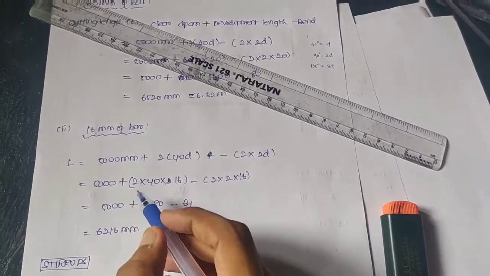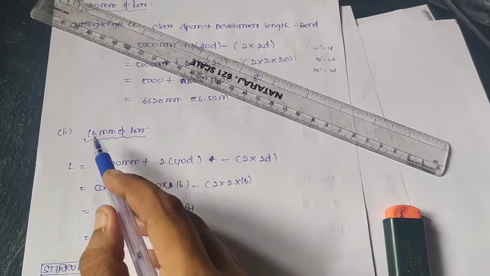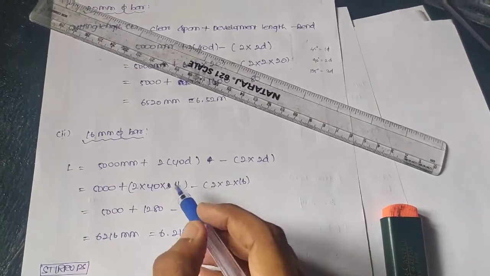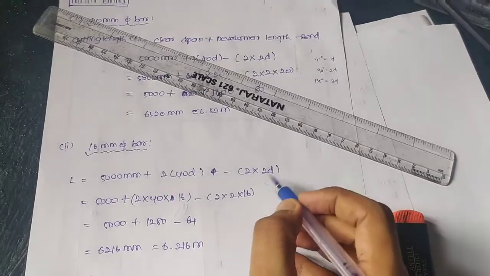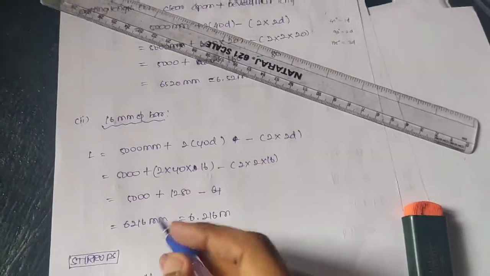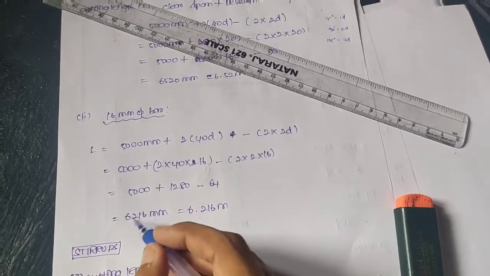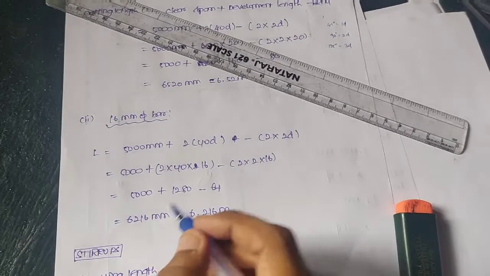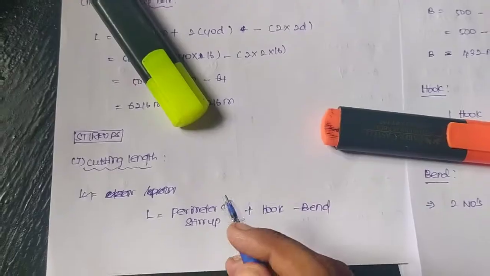So 5000 plus 2 into 40 into, here the difference is, it is a 16 mm dia bar, so we should not put 20, we should put 16, minus 2 into 2, and for D we should put 16 mm. So 5000 plus 1280 minus 64, which is 6216 millimeter, which is 6.216 meter.